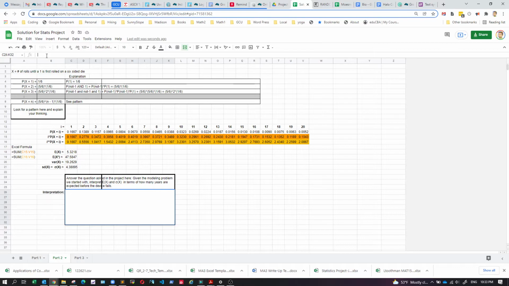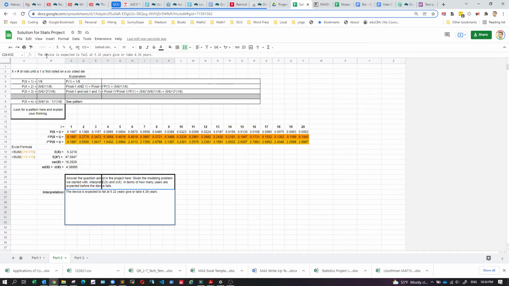So the interpretation now is going to be the device is expected to fail at 5.32 years, give or take, let's call it 4.39 years.